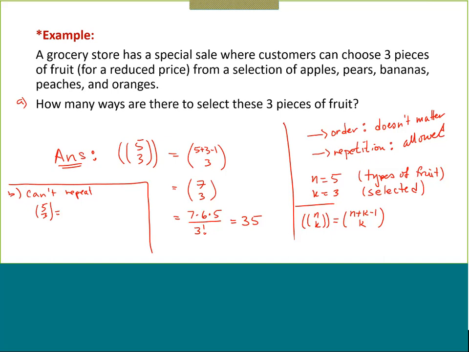Okay? So here, if we calculate the 5 choose 3, which would be the situation where you're not allowed to repeat types of fruit in your selection, this would be 5 times 4 times 3 on top. On the bottom is 3 factorial. I'll write out 3 factorial because we don't have a 6 on top. The 2 and the 4 would cancel. The 3 and the 3 would cancel. So this would be 10.